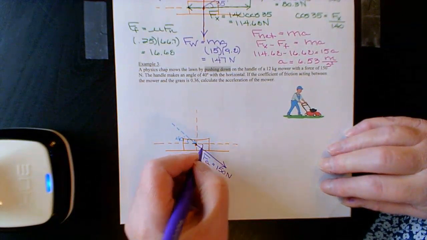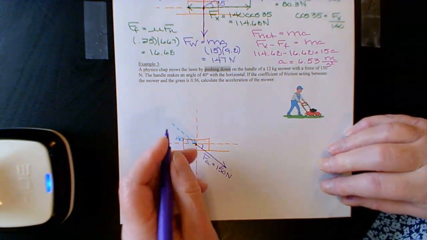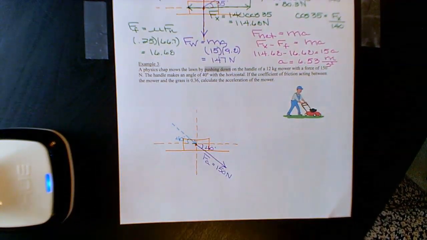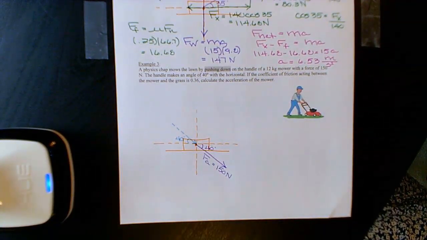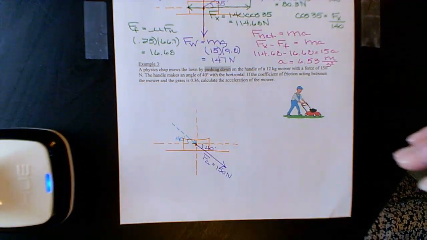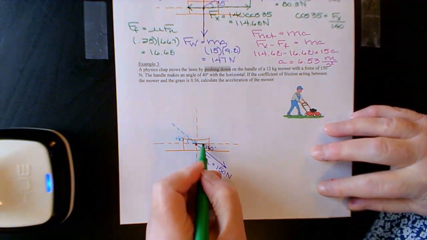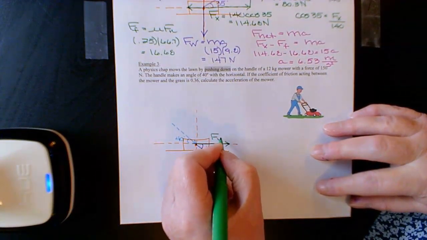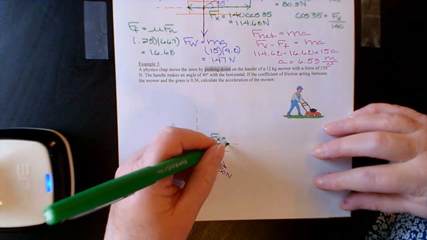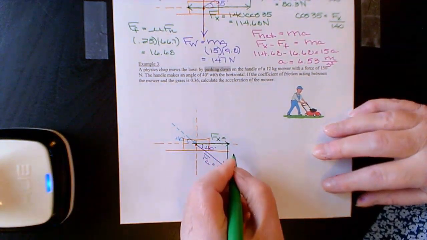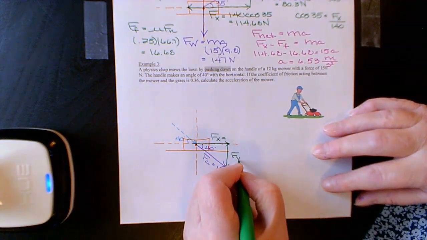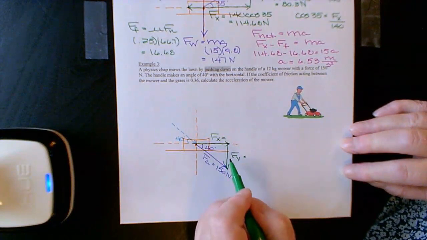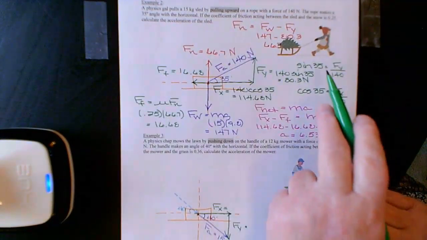And using a little bit of geometry, alternate interior angles, this here is also 40 degrees. So that means that we also have components acting in this situation. Part of his pushing down is going to propel the lawnmower in the X direction, and part of it is going to create a downward force on the lawnmower, kind of like pushing it into the ground. So we can do our trig again, just like we did back up here.